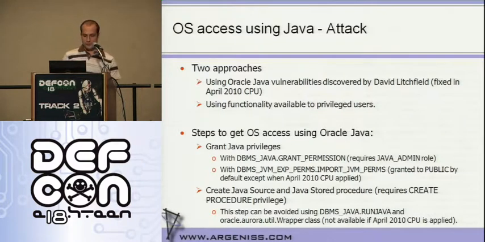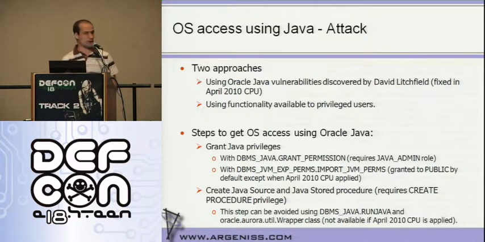So there are basically two steps for this attack, which will use the Oracle Java functionality to get operating system access. First, we need to grant the Java privileges that are required to access operating system resources. This can be done in two ways. One is using the grant permissions stored procedure, but this requires the Java admin role. This is the official or documented way to do it. Or we can use the import JVM perms stored procedure, which is one of the Oracle Java vulnerabilities fixed in the April 2010 CPU. This method doesn't require any privileges because this stored procedure can be called by any user.